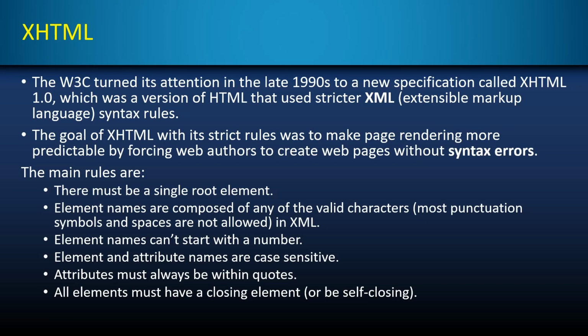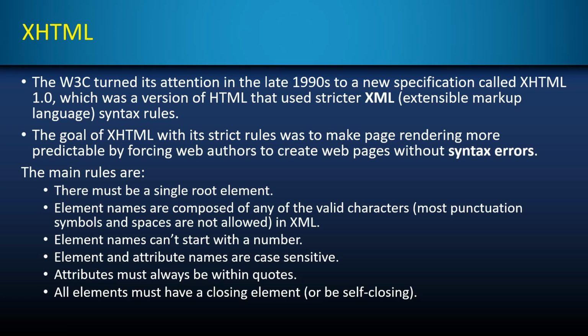Then in the late 1990s, W3C turned its attention to a new specification called XHTML 1.0, which was a version of HTML that used strict XML syntax rules. Now the question arises: instead of coming up with a new version of HTML, why did they have a new specification called XHTML 1.0? See, specification means what should be what.